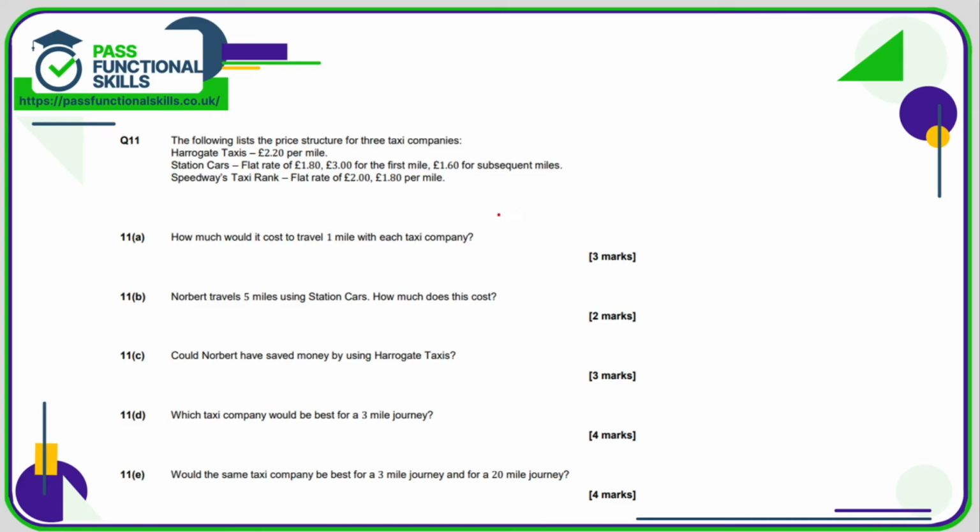Question number 11, we've got 3 taxi companies. Harrogate, for example, has a very simple pricing structure, you just pay per mile, whereas Station Cars is a bit more complicated, which is £1.80 just for getting inside the taxi, £3 for the first mile, and then £1.60 for every mile after that. Speedways, again, £2 just to get inside the car, and then £1.80 per mile.